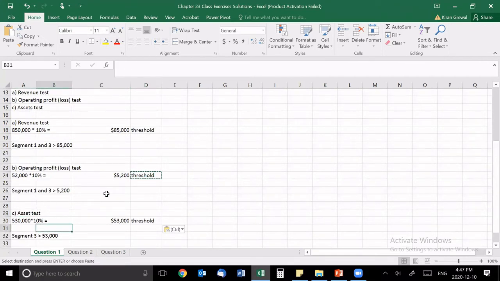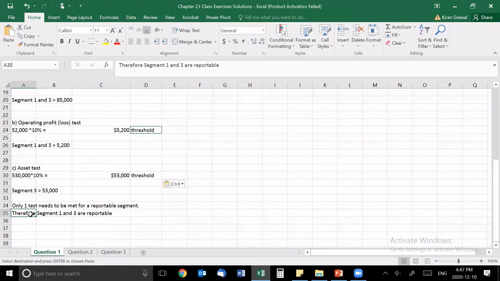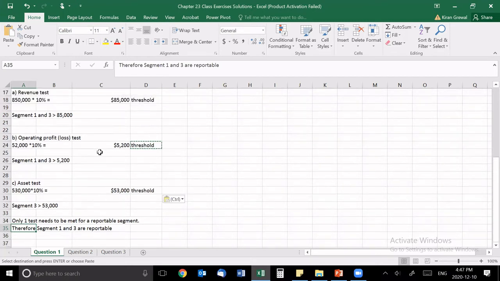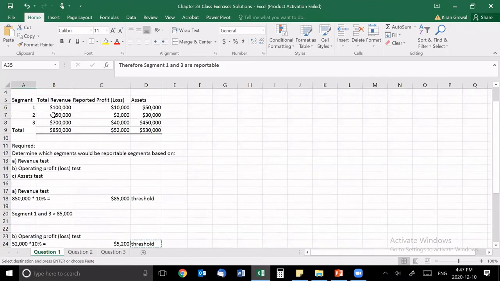Okay, so if we look at all of these tests, segment 1 and segment 3 have met at least one test. So in conclusion, segment 1 and 3 are reportable. That means that you have to present that information separately on the financial statements, but segment 2 did not meet any of these tests. So segment 2 does not need to be reported separately. That would be reported with the common total expenses. All right, so I hope that made sense.